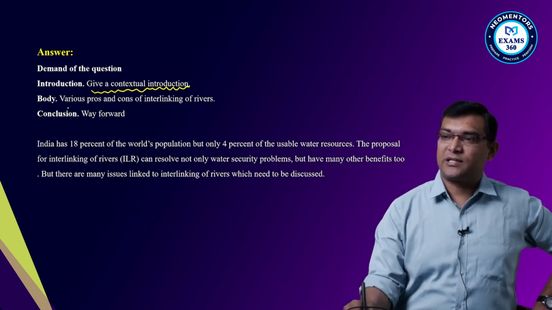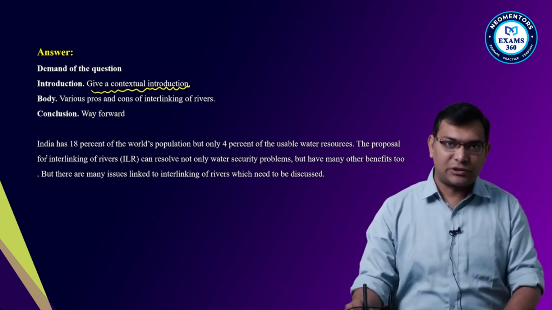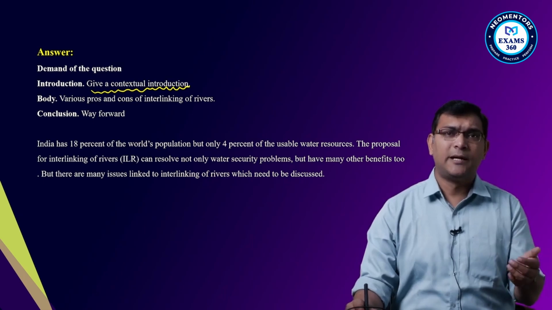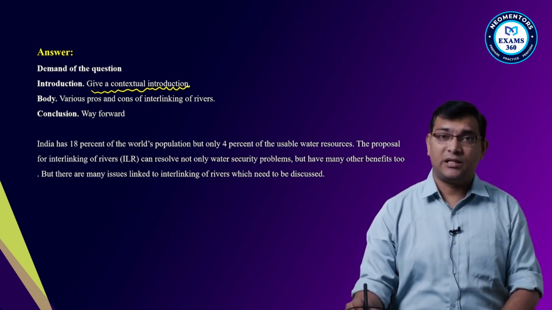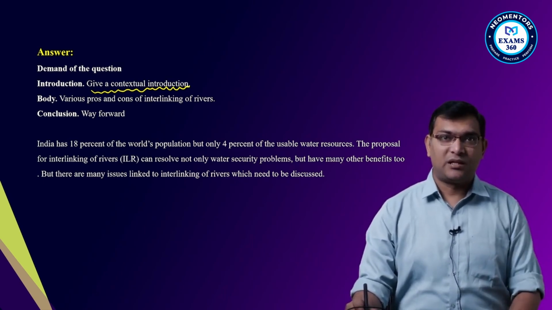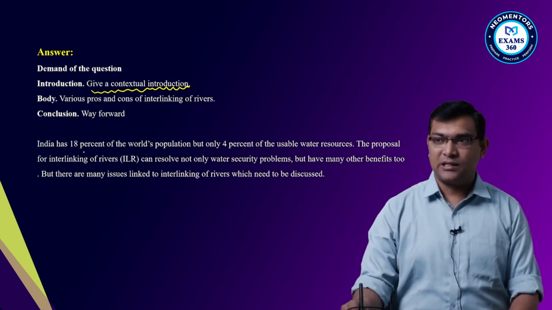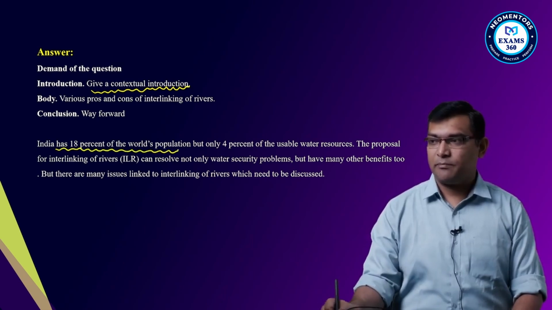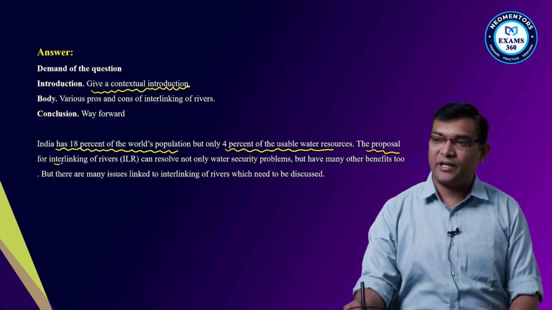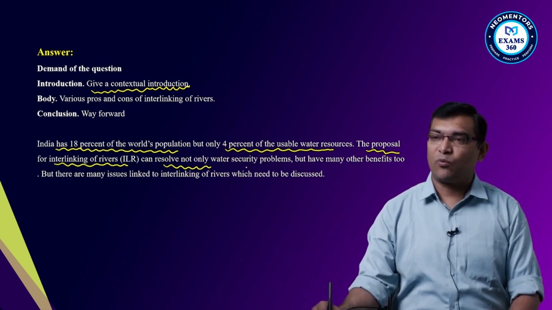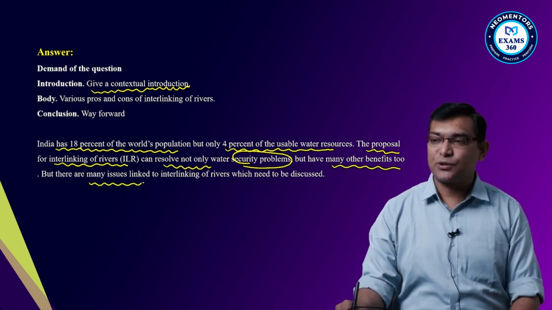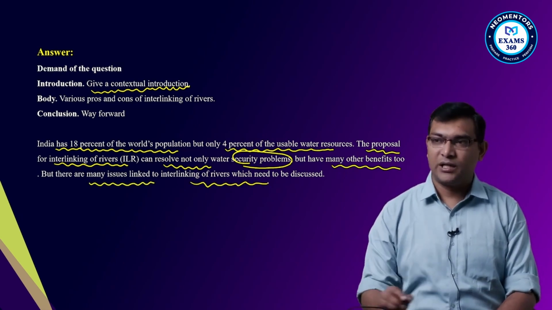అంటే, like for example, for India, ఇలా కూడా ఇవ్వచ్చు. Like the Himalayan perennial rivers are generally perennial, and your southern rivers are non-perennial rivers. India has 18% of the world population, but only 4% of usable water resources. So the proposal of interlinking of rivers can resolve not only water security problems but also many other benefits too. But there are many issues linked to the interlinking of rivers. Okay, so ippudu idi introduction.